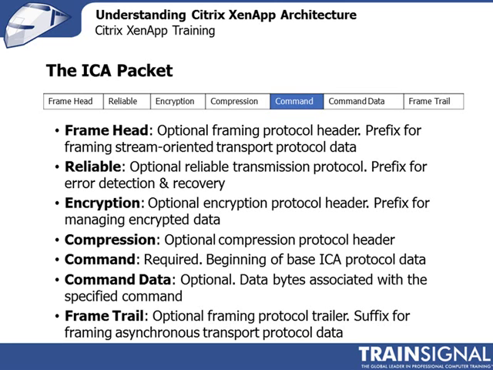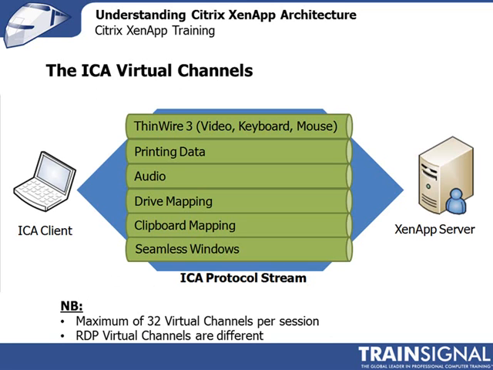This is what the ICA packet is going to put together when it's sending its data through the different layers of the OSI model from point A to point B. I needed to explain to you guys what all of the different optional and required frames are, so that you understand what makes up that particular ICA packet. Now let's take a look.